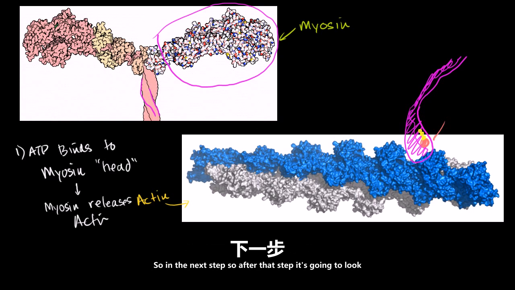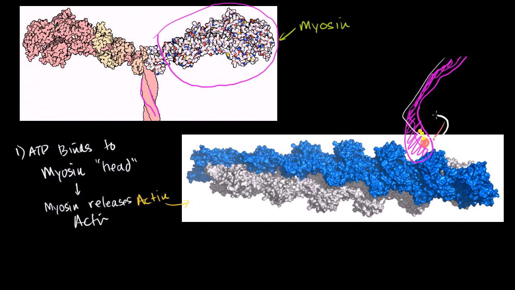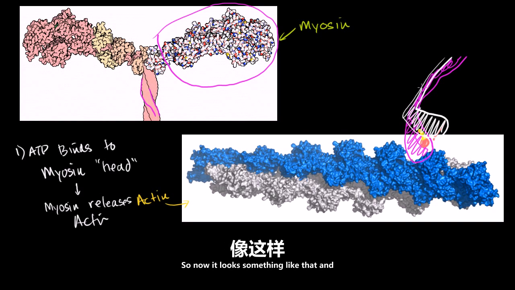So after that step, it's going to look something like this. I want to draw it in the same place. It will have released. So now let me shade it in with the white. Now it looks something like that, and you have the ATP attached to it still. I know it might be a little bit convoluted when I keep writing over the same thing, but you have the ATP attached to it.